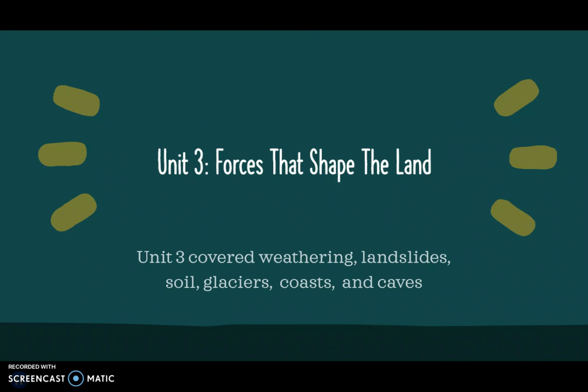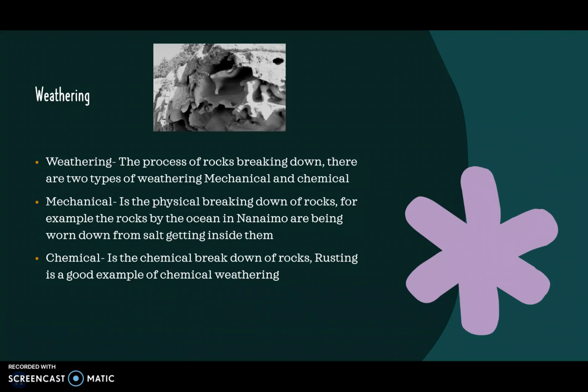Unit 3, Forces that Shape the Land. Unit 3 covered weathering, landslides, soils, glaciers, coasts, and caves. Weathering. Weathering is the process of rocks being broken down. There are 2 types of weathering, mechanical and chemical. Mechanical is the physical breakdown of rocks. For example, the rocks by the ocean in Nanaimo are being worn down from the salt getting inside of them. Chemical is the chemical breakdown of rocks, like rusting is a good example of chemical weathering.